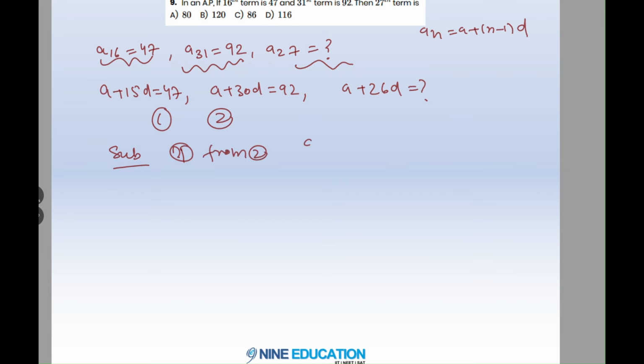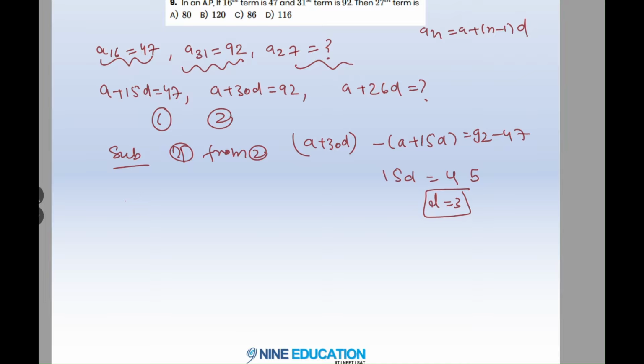from 2. Then (A plus 30D) minus (A plus 15D) equals 92 minus 47. Therefore 15D is equal to 45. Therefore D is 3. Substitute in any of the equations above and you will get the value of A also. Let's say A plus 30D equals 92. Then with D as 3, A plus 90 equals 92. A equals 2. A is 2 and D is 3.